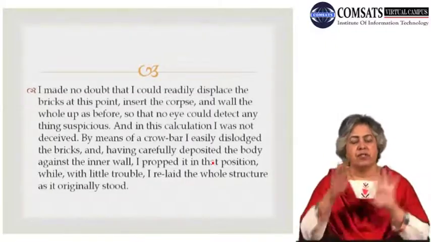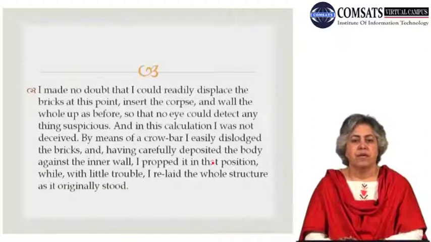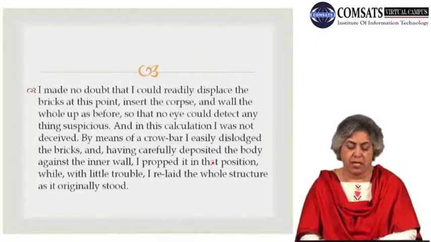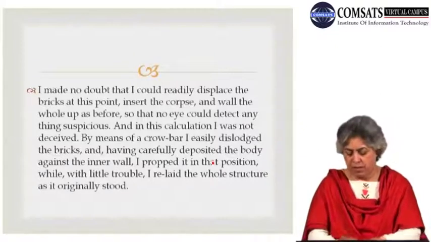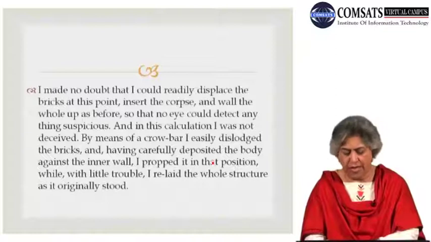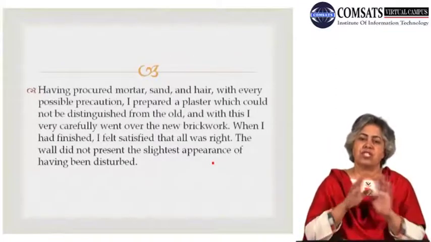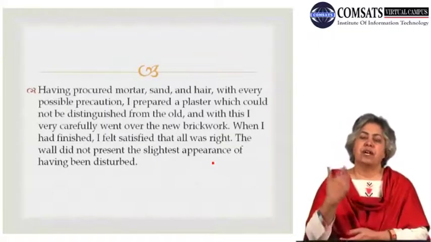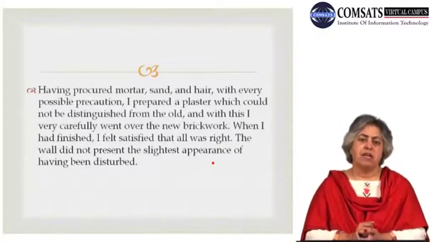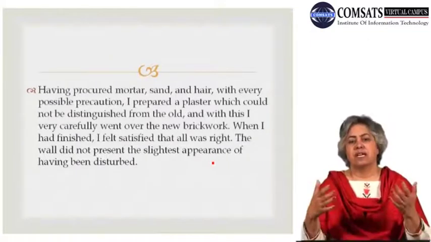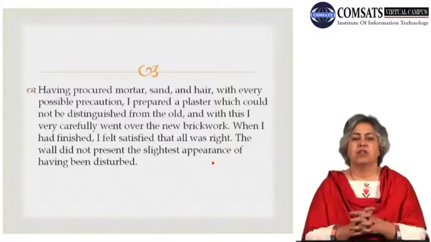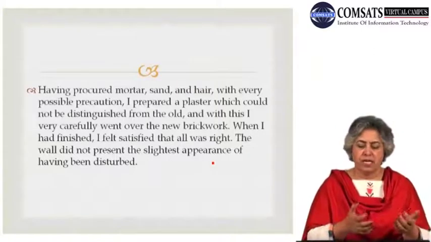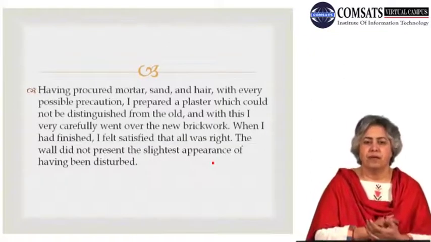And he does all this in a very secretive manner, and he obviously has to do it himself. So it takes him time, but as the narrator himself says, he relaid the whole structure as it originally stood. So by the time he was done, you couldn't make out that somebody had pulled down that wall and had made it up again. But there was a lot of debris there. Obviously he had taken down that section of the wall, and so whatever bricks and mortar, etc., remained there on the floor, he carried them out of the cellar.